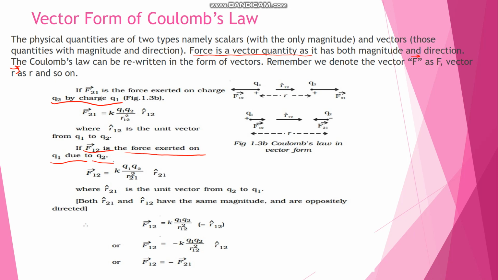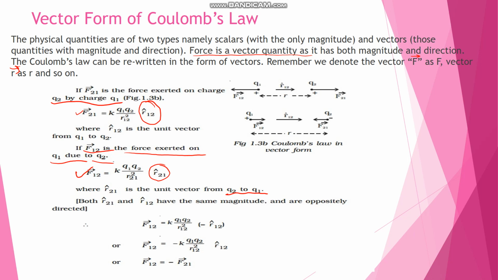Now if we apply Coulomb's law for this condition, we will get F21 vector is equal to K q1 q2 by r12 square, and this r12 cap is a unit vector which represents the direction of the F21 vector. Likewise, for F12 we will get K q1 q2 by r21 square and r21 cap. This r21 represents the direction of force F12, that is from q2 to q1.